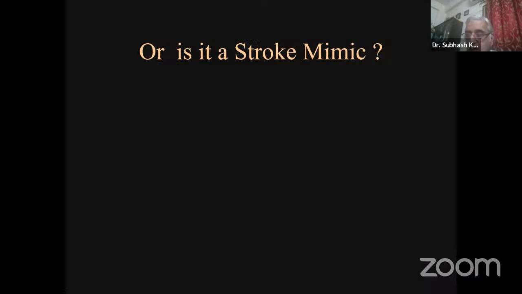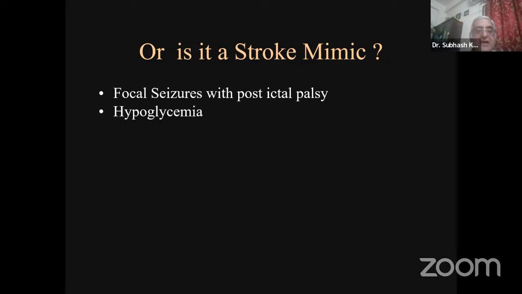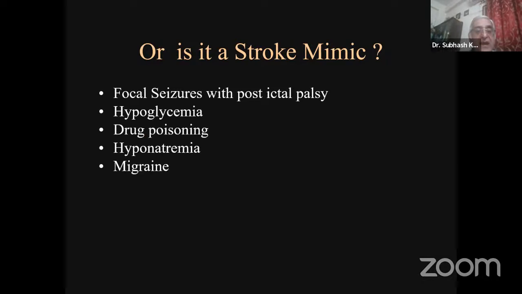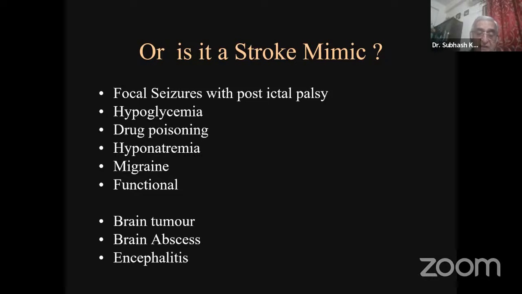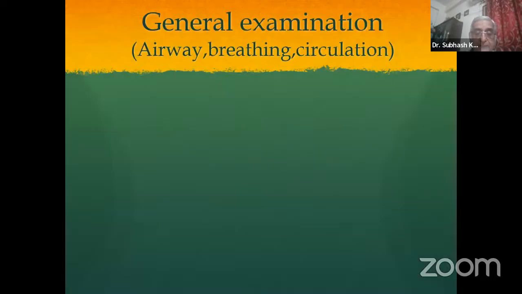Now, sometimes there are other non-stroke conditions which can also look like a stroke. They are called stroke mimics, like focal seizures with a post-ictal palsy, like hypoglycemia, like drug poisoning, like hyponatremia, like migraine. All of them can sometimes even cause focal deficits, ataxia, and sometimes even psychiatric or functional disorders can also look like stroke. But it doesn't matter. Still, we should investigate them and rule out that it's not a stroke, try to come to a correct diagnosis, and then treat them. Rarely, brain tumors, brain abscesses, encephalitis also can mimic a stroke.